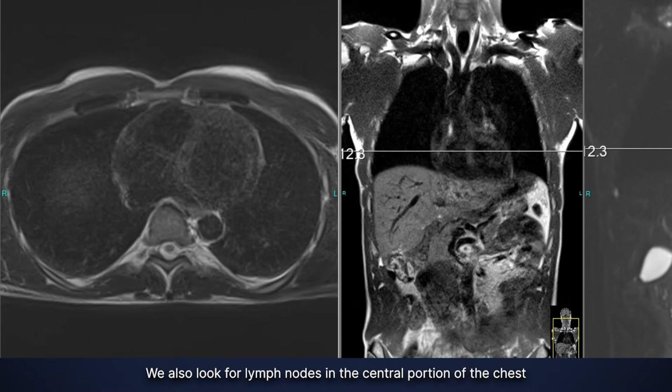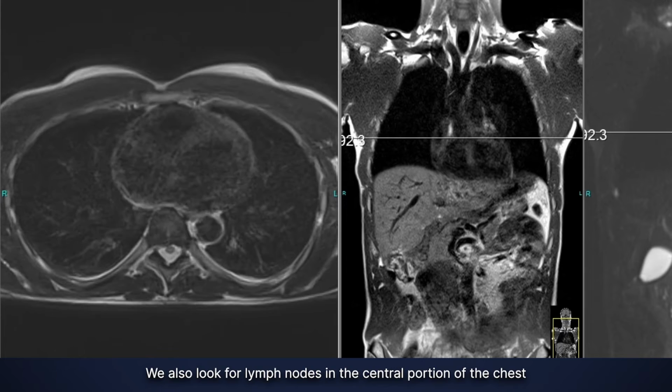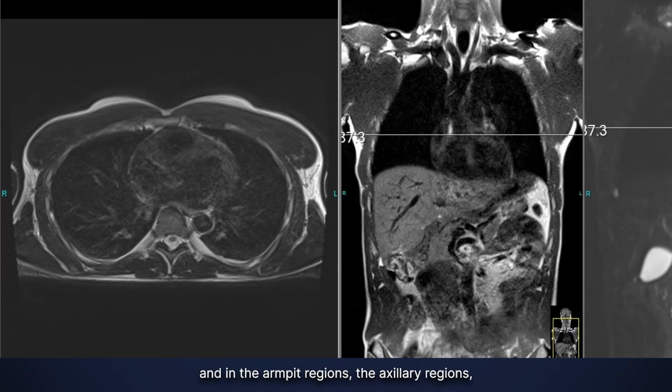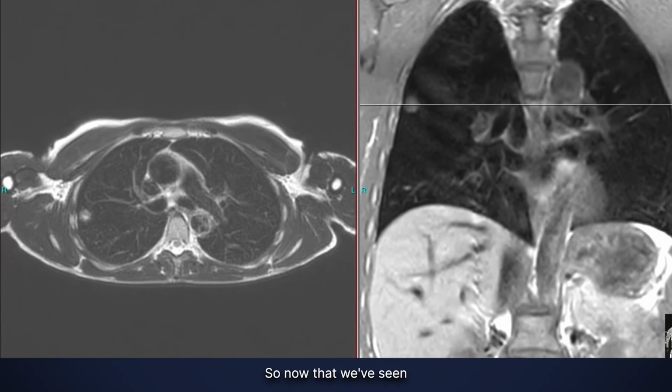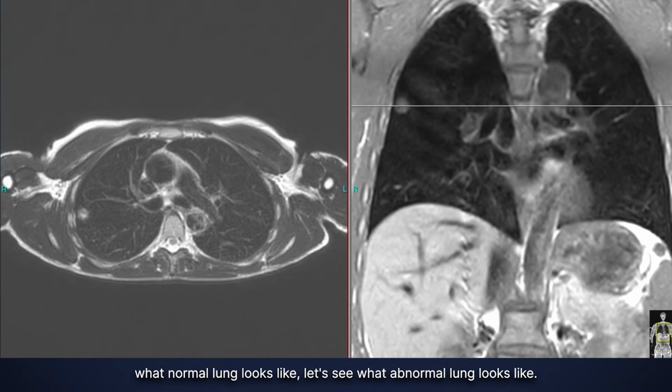We also look for lymph nodes in the central portion of the chest and in the armpit regions, the axillary regions, just like we did in the neck. I don't see any abnormal lymph nodes centrally, nor do I see them in the axillary regions on both sides. So now that we've seen what normal lung looks like, let's see what abnormal lung looks like.